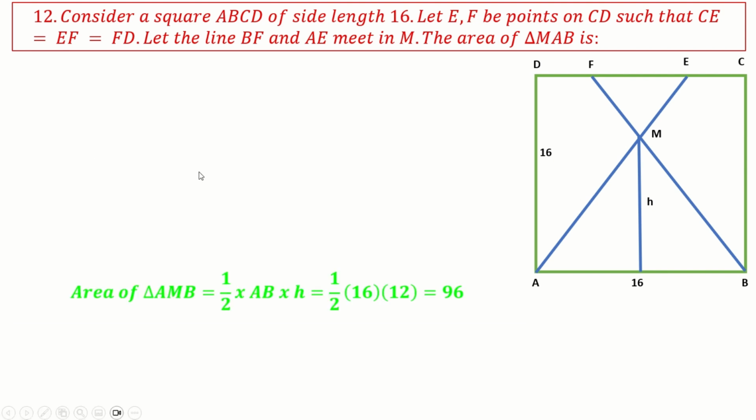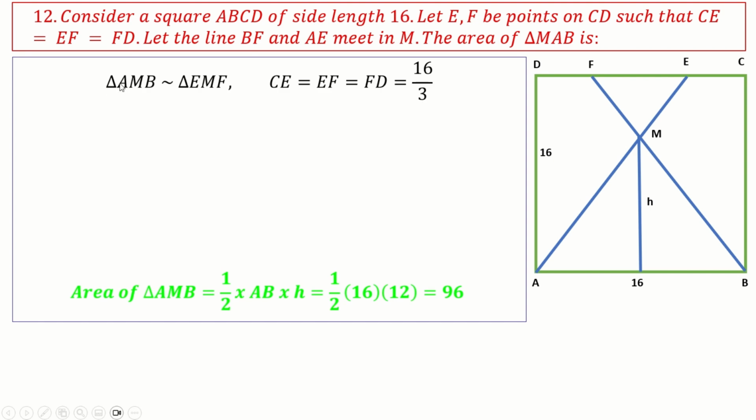Now, the first thing is that AMB is similar to EMF, correct? They are similar because CD is parallel to AB, and all three angles are the same. Which means CE equal to EF equal to FD equal to 16 by 3. This we know already.